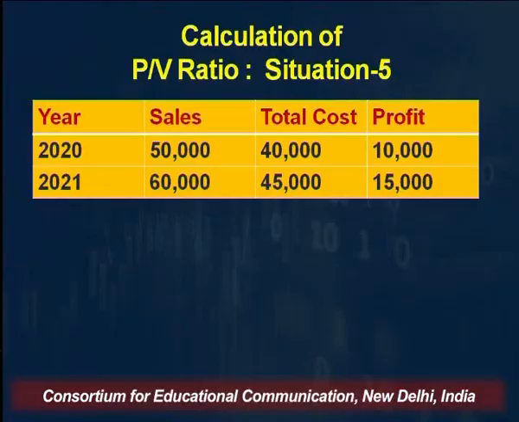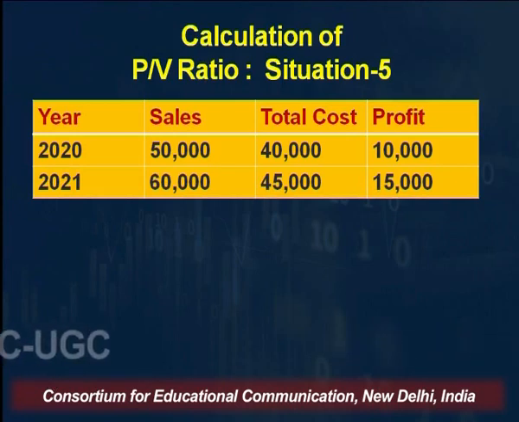Now there is another situation to calculate PV ratio, the fifth situation, which is actually dealing with the second formula, which I explained to you at the very outset. If you look at the table, you are provided with the sales of 2020 and 2021 to be 50,000 and 60,000. Your total cost given is 40,000 and 45,000. Your profit is given to be 10,000 and 15,000.